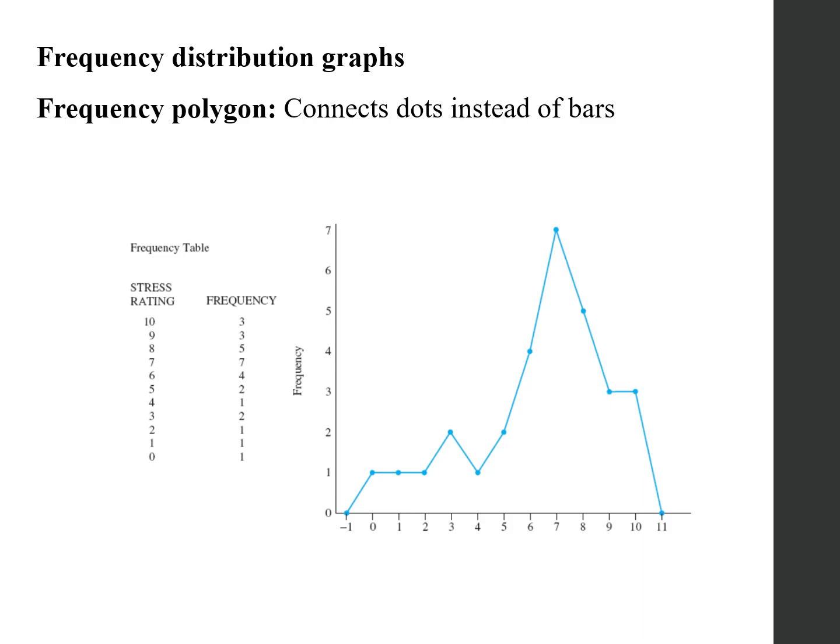You can also plot this information using a frequency polygon, which connects dots instead of bars. It's plotted the same exact way and shows the same information. It's just a different way to visualize the data, and I find them especially helpful for examining trends over time.